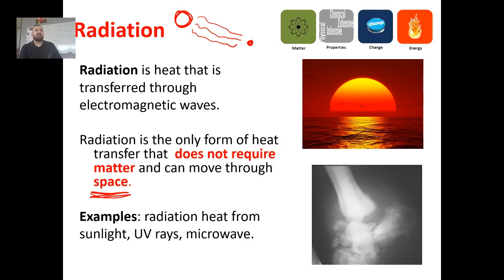So conduction requires solid matter. Convection requires fluid matter. And radiation requires no matter. Another example of radiation is going to be your microwave. So when you heat something in the microwave, you're using radiation to heat it up. That radiation causes the particles to move faster, which causes the food to get warmer.